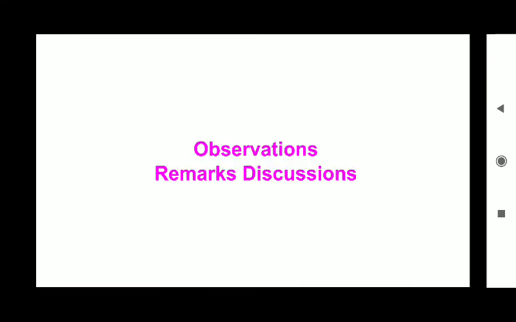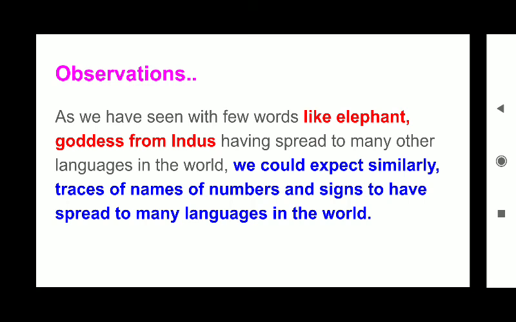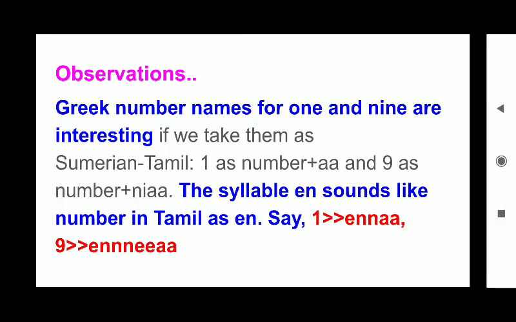So we'll see further observations. As we have seen with a few words like elephant and goddess from Indus having spread to many other languages in the world, we could expect similarly traces of names of numbers and signs to have spread to many languages in the world. For example, Greek number names for 1 and 9 are very interesting.